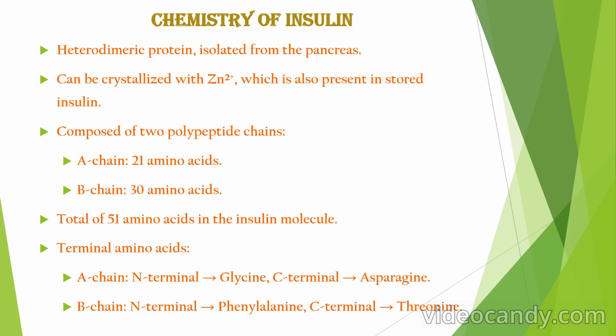The insulin molecule is composed of two polypeptide chains called A chain and B chain, consisting of 51 amino acids. A chain consists of 21 amino acids and B chain consists of 30 amino acids. In A chain, the N-terminal amino acid is glycine and the C-terminal amino acid is asparagine. In B chain, the N-terminal amino acid is phenylalanine and the C-terminal is threonine.